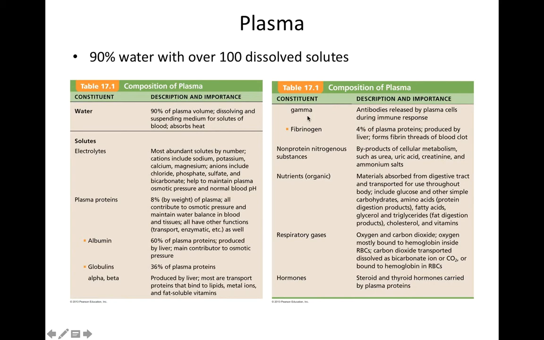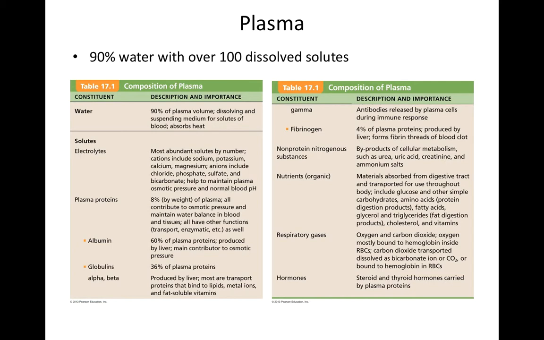Now, gamma globulins are not made by the liver. They are made by what are called plasma cells, which is an activated B lymphocyte. So gamma globulins are actually what are called antibodies. So they function in immunity.